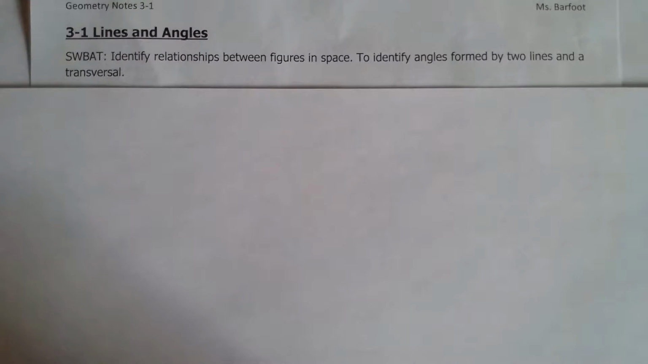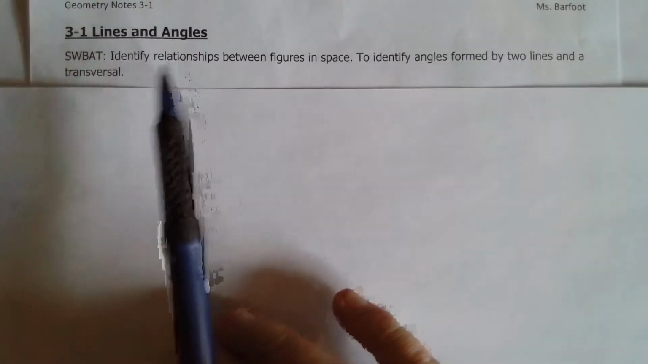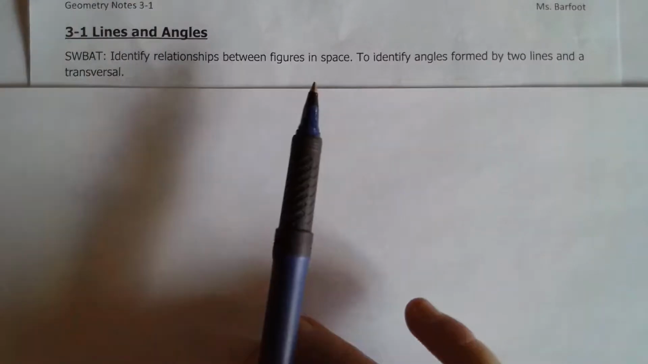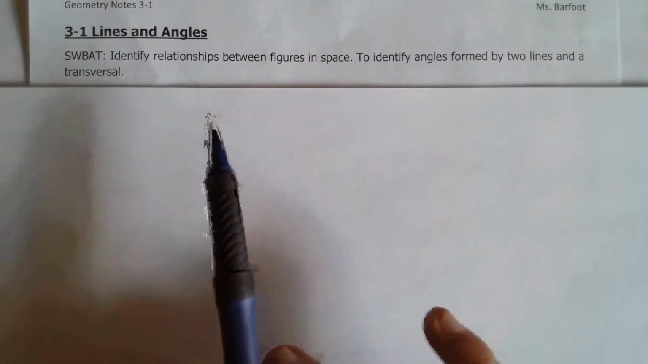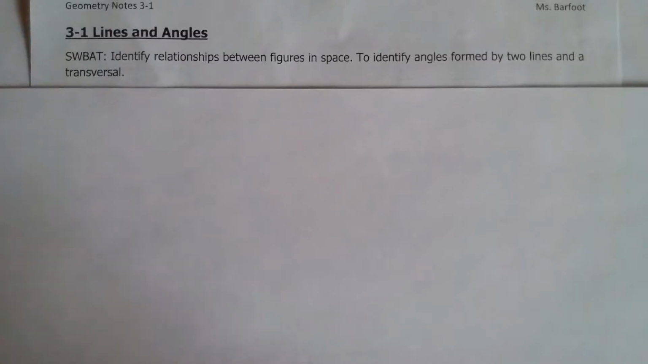Hi guys, we're going to talk about section 3.1 today, which is lines and angles. Your objective is that you'll be able to identify relationships between figures in space and to identify angles formed by lines and a transversal. So we are starting our unit on parallel and perpendicular lines, and our focus today is to talk about relationships with lines and angles.